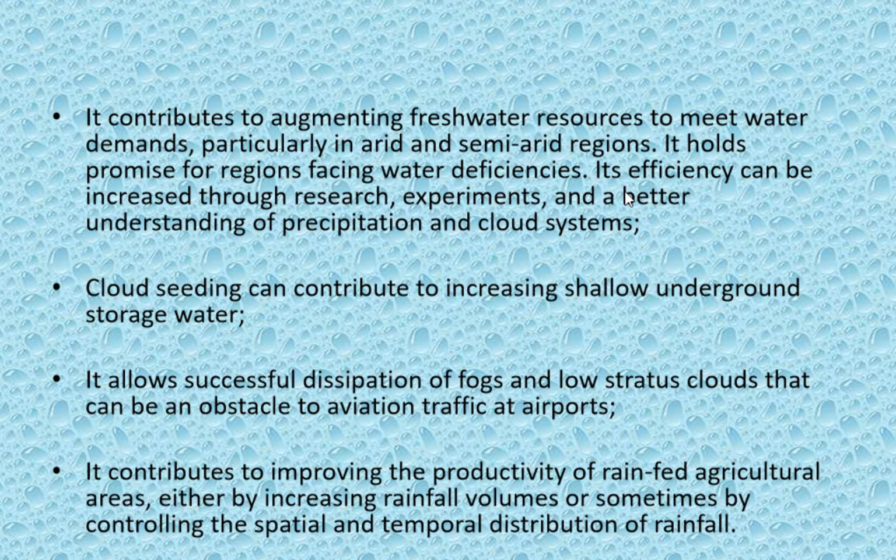Cloud seeding can contribute to increasing shallow underground storage water. It allows successful dissipation of fogs and low stratus clouds that can be an obstacle to aviation traffic at airports. It contributes to improving the productivity of rain-fed agricultural areas, either by increasing rainfall volumes or by sometimes controlling the spatial and temporal distribution of rainfall.